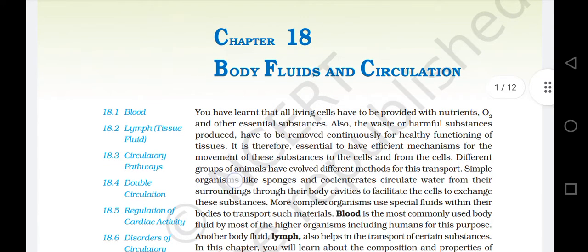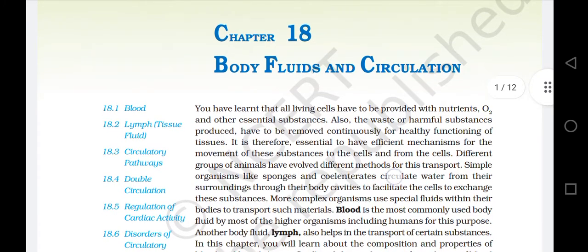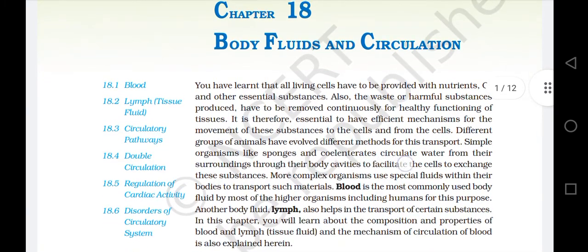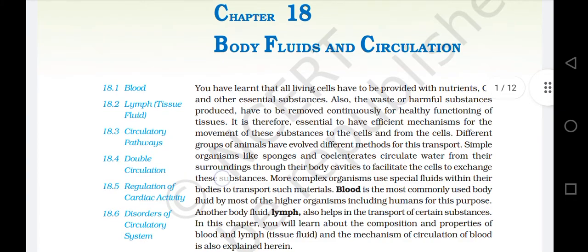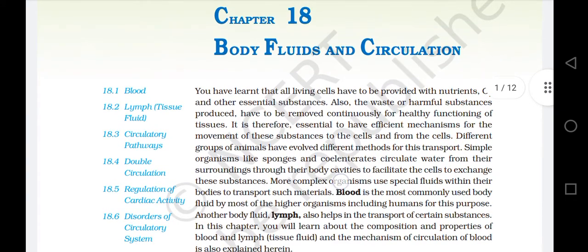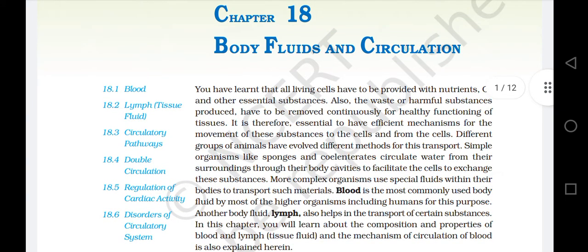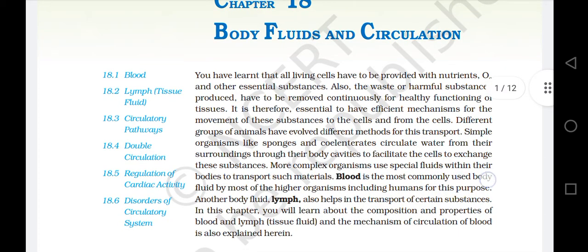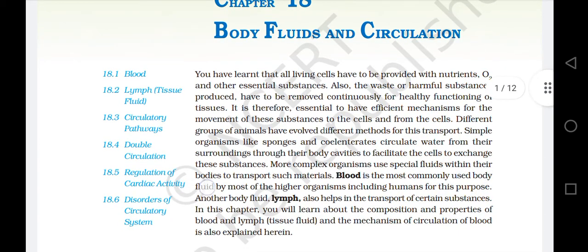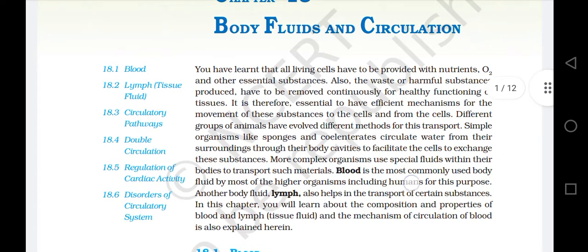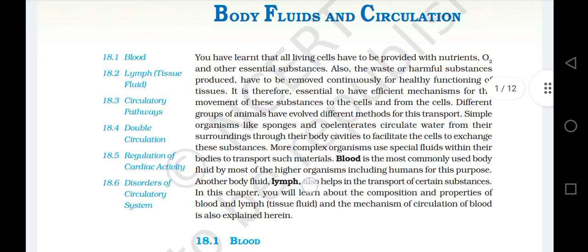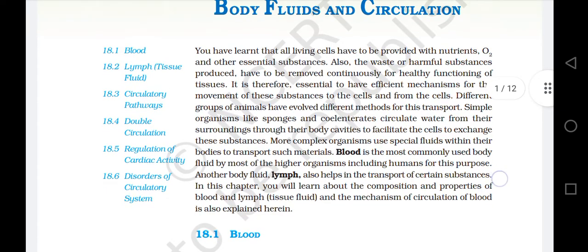Simple organisms like sponges and coelenterates circulate water from their surroundings through their body cavities to facilitate their cells to exchange these substances. More complex organisms use special fluids within their bodies to transport such materials. Blood is the most commonly used body fluid by most of the higher organisms, including humans, for this purpose. Another body fluid, lymph, also helps in the transport of certain substances.